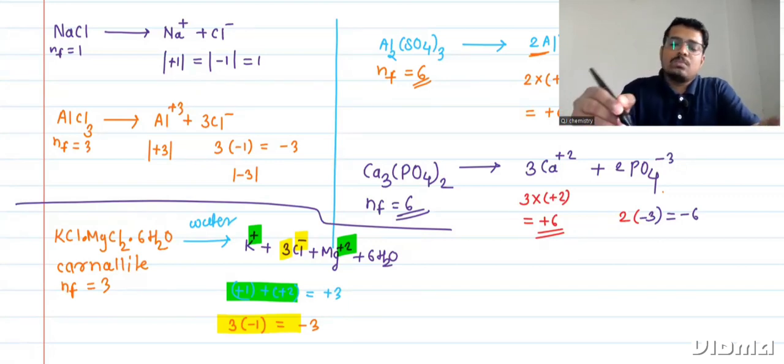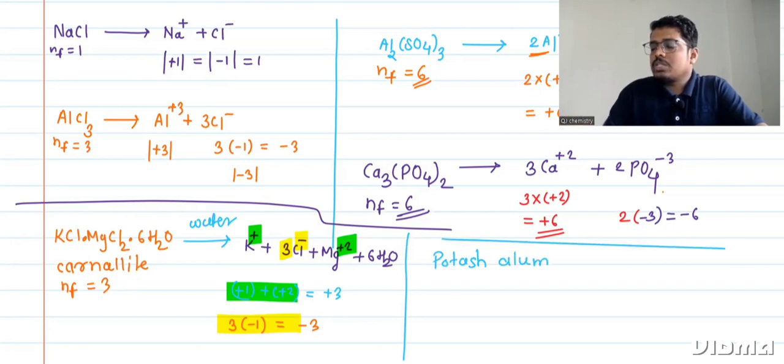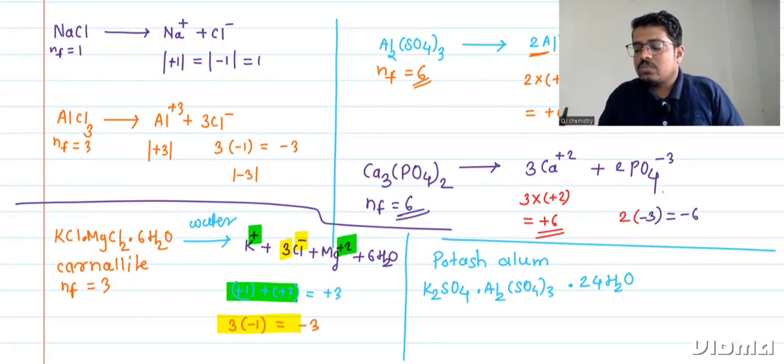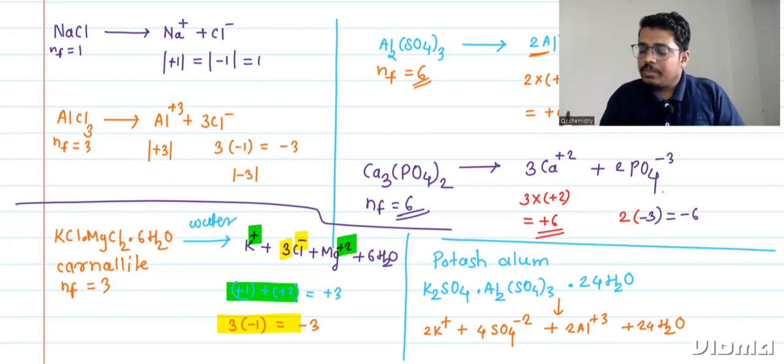Next example, similarly, is potash alum. The formula of potash alum is potassium aluminium sulfate, K2SO4·Al2(SO4)3·24H2O. Now, on dissociation of this potash alum, what will happen? Let us find. How many ions does it give when added into water? It gives 2K⁺ ions plus 4 sulfate ions plus 2Al³⁺ ions plus 24 water molecules.